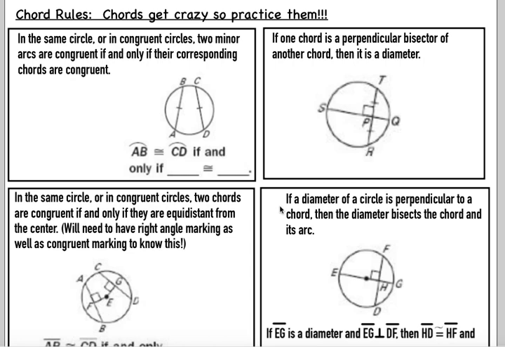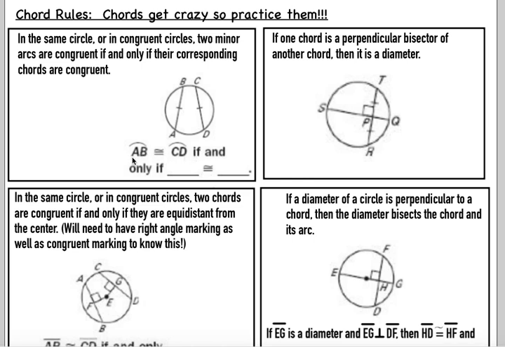2 minor arcs. The minor arc would be this AB and this CD. They are congruent if and only if their corresponding chords are congruent. A chord is a segment within a circle that has its endpoints on the edge, like AB here and CD. A diameter is a special kind of chord, but those are what chords are called.